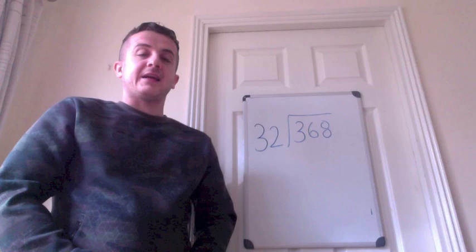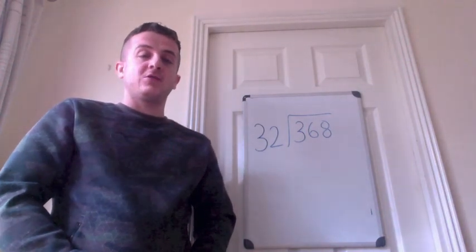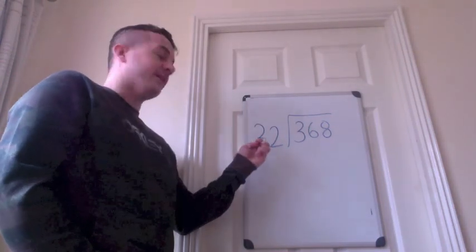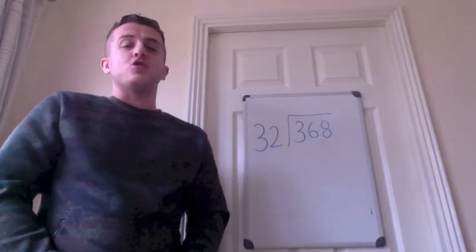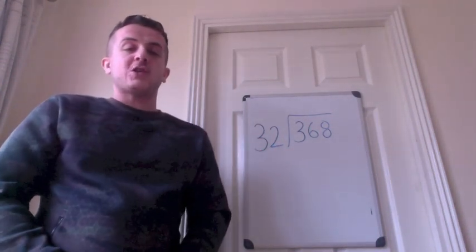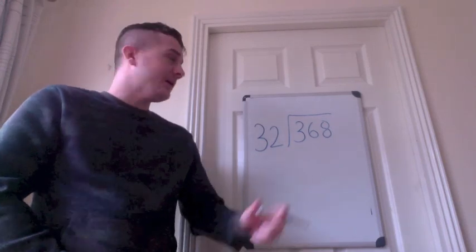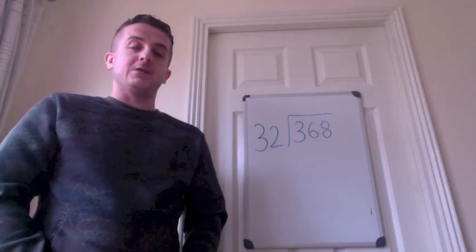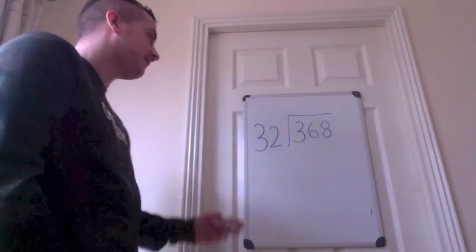We're going to be looking at long division today. Long division is usually performed when the divisor, the number that we are dividing by, is 2 digits or more. So the question we're going to be looking at today is 368 divided by 32. So let's get straight into it.